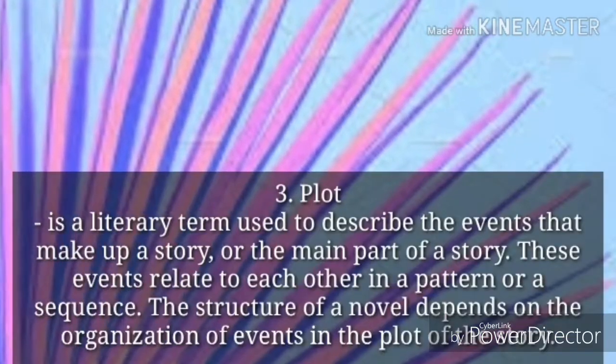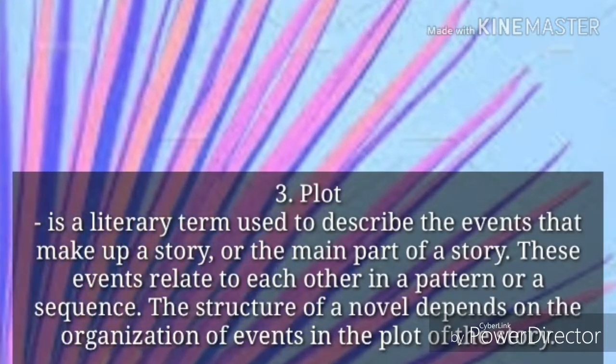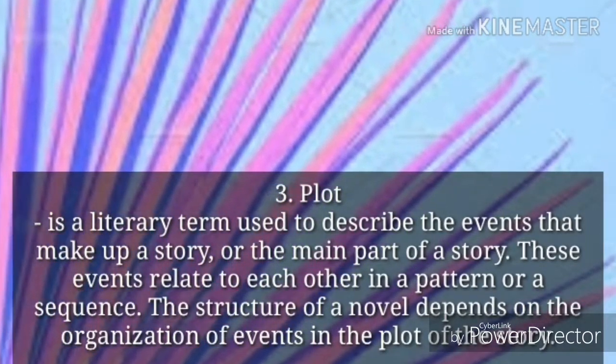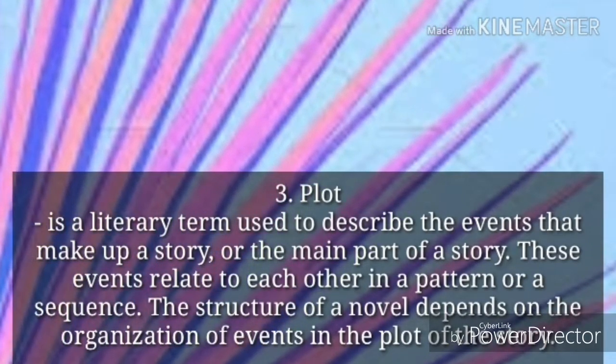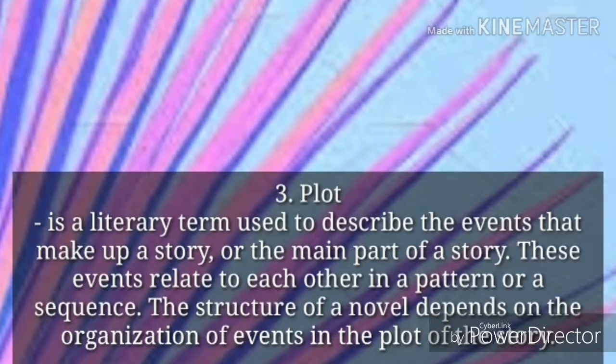Number 3 is the plot. It's a literary term used to describe the events that make up a story or the main part of a story. These events relate to each other in a pattern or a sequence. The structure of a novel depends on the organization of events in the plot of the story.